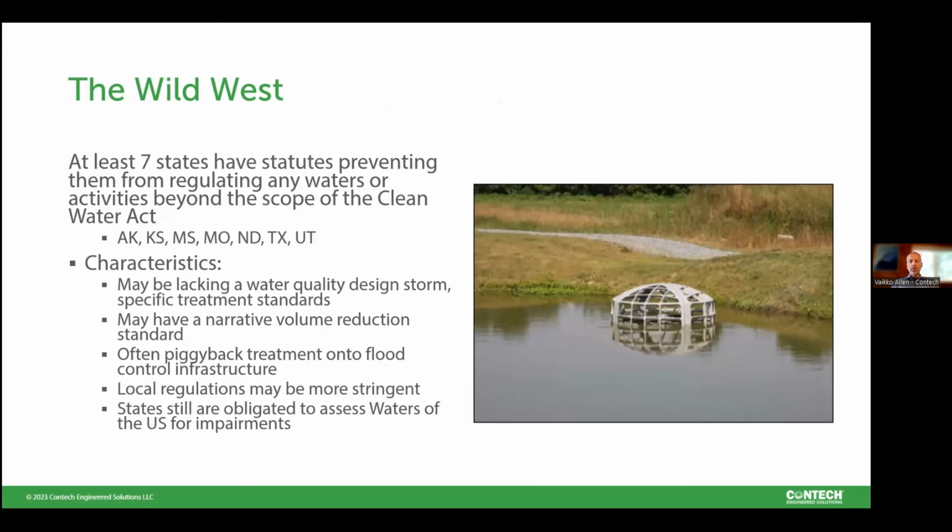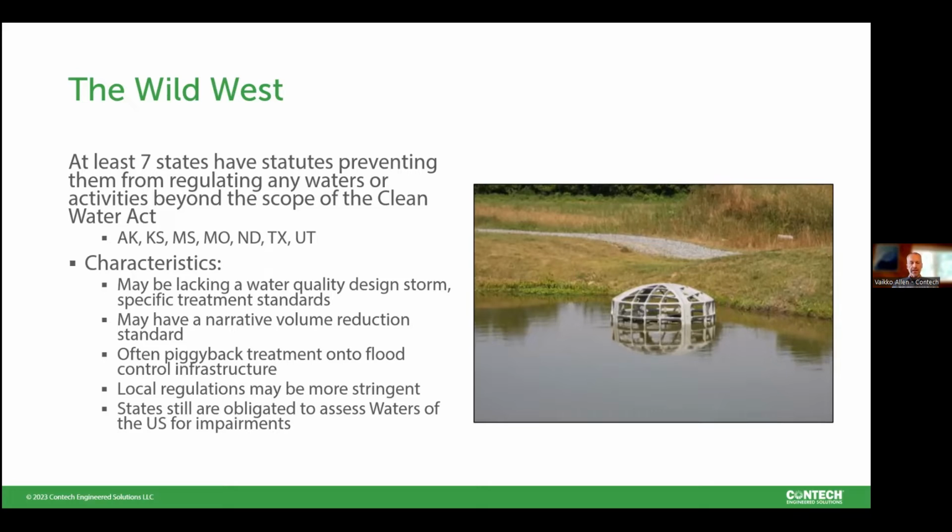So we're going to go through a continuum here of stringency of regulations, starting with the least stringent, what I call the Wild West, not necessarily in the West, but oftentimes it is in the West. And there are 7 states that have specific state level statutes that say we can't go beyond the Clean Water Act. So if there's no design storm in the Clean Water Act, we're not going to have one in our permit. If there's no specific pollutant removal standards, we're not going to have any in our permit either.